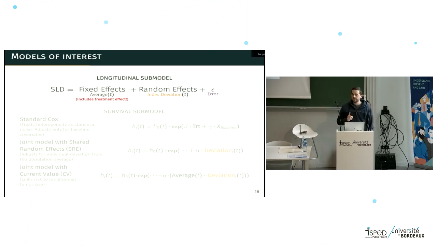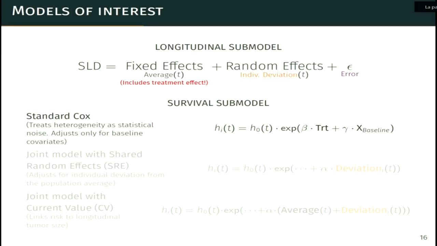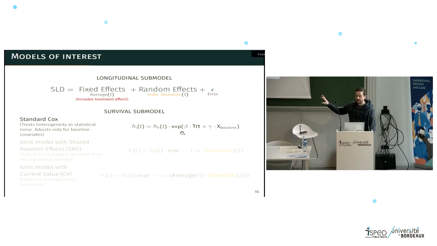Random effects capture the individual deviation from the population average. So let's say my average is 10 centimeters, but this individual has a 15 centimeter tumor size. 10 centimeters is the value given by the average, and plus 5 will be my random effect. He's higher than the average of his group. He has bigger tumors than the average of his group. So the standard Cox model will just treat heterogeneity as statistical noise to be averaged out, and we'll only adjust for baseline covariates. So we have a treatment effect, our effect of interest. This will give us our hazard ratio, and some baseline covariates.